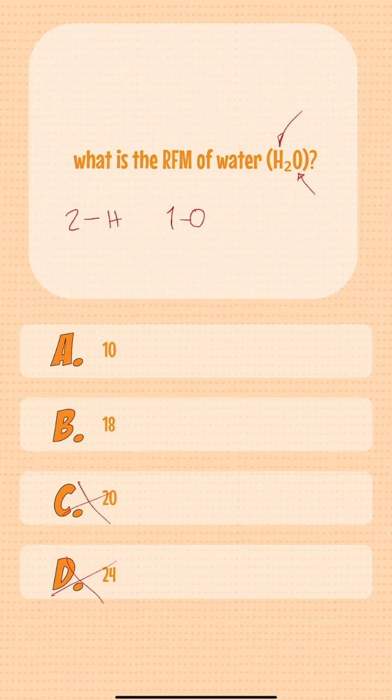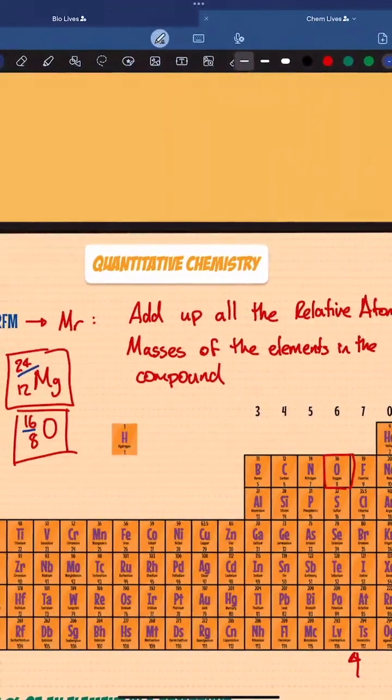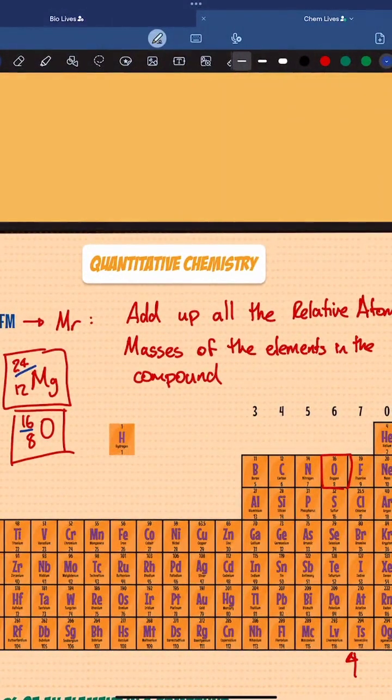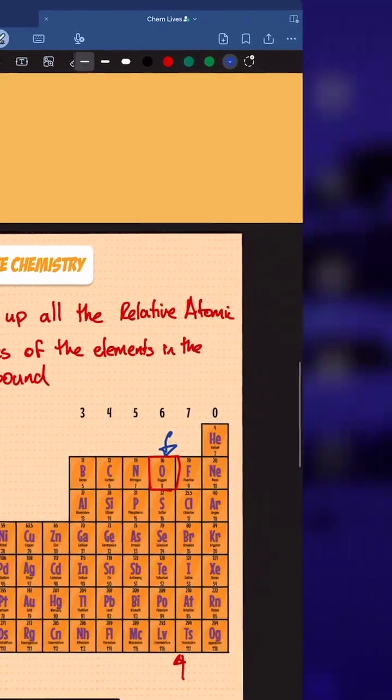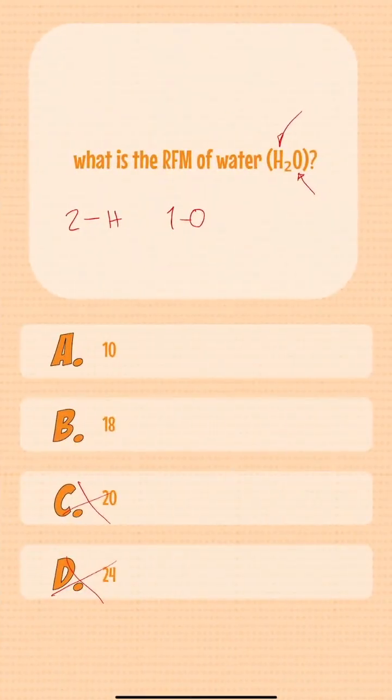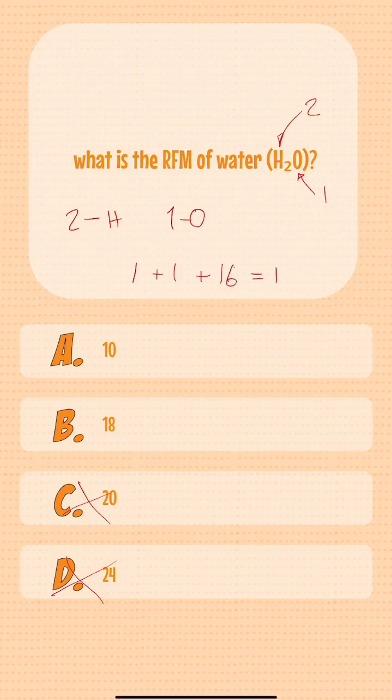So each hydrogen, if you look in the periodic table, hydrogen is a 1, oxygen is a 16. We looked at this earlier. Hydrogen is here. Oxygen we looked at already over here. So 16 for oxygen, hydrogen is 1. So you just add them all together. There's 2 hydrogens here, 1 oxygen. So you just do 1 plus 1 plus 16, which is 18. Answer is B, 18. Well done.